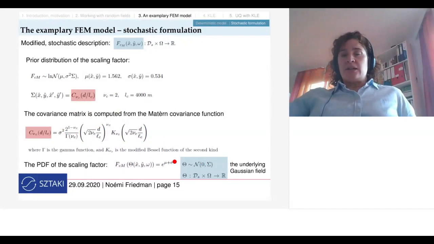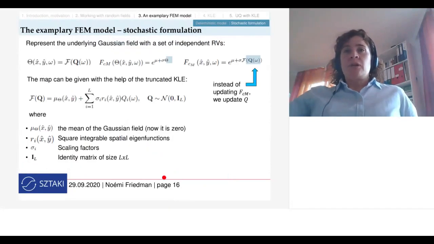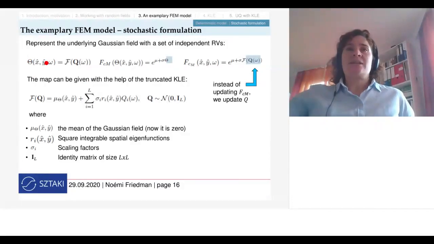As you see, I have this underlying Gaussian random field. This Gaussian random field has zero mean in our case, and some covariance, which is described by this covariance function. Now, what I would like to have is, because this theta Gaussian field is a field, it depends not only on the actual realization, so on the stochastic domain, but also on the spatial domain. Now, this is very difficult to treat.